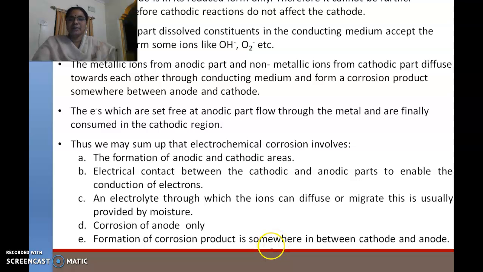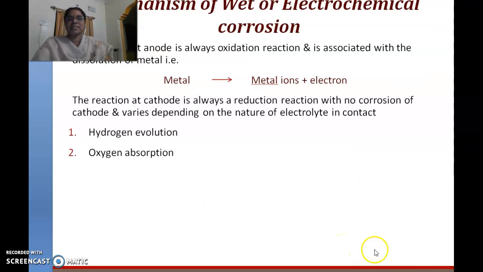Oxidation starts at the anode, and reduction takes place at the cathode. This is the redox reaction, but you cannot say that the corrosion product is at the anode or cathode. It will be somewhere else, in between the anodic and cathodic parts. So this is the mechanism: the metal converts into metal ions with loss of electrons.